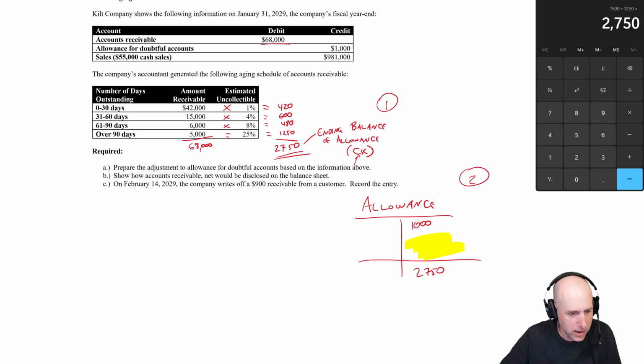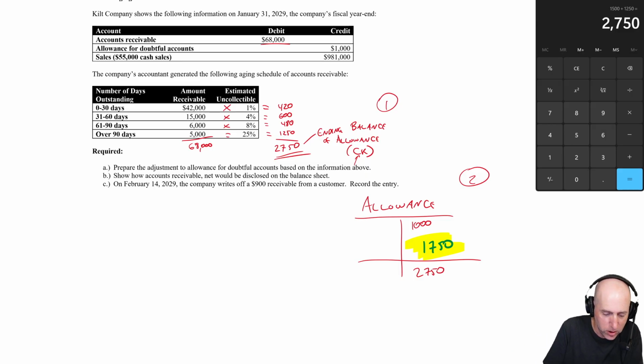Well, I hope you're saying the missing number is 1,750, right? To go from 1,000 to 2,750 is 1,750. Okay, well, if our T account is missing a number, how do I make it so the T account is not missing a number? We do a journal entry.